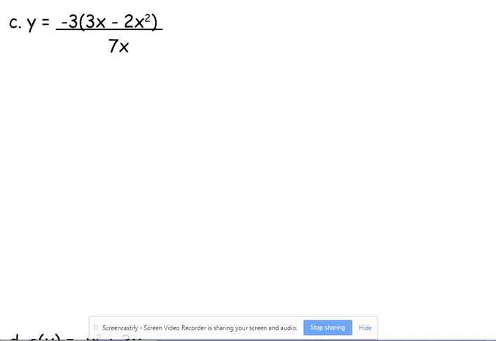Let's look at this one. y equals negative 3 times 3x minus 2x squared all over 7x. With this problem, what I'm going to do is take this negative 3 over 7, because it's multiplication in the top and in the bottom, I can bring that in front and treat it like a constant multiple.